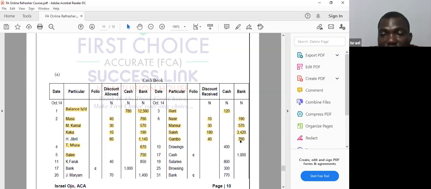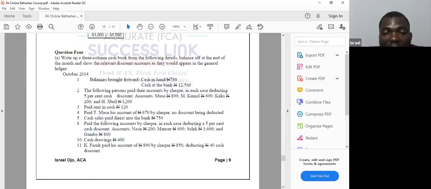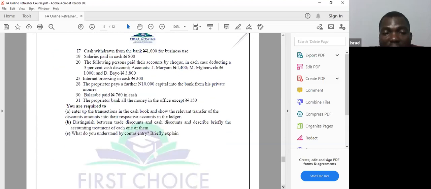So the amount that we actually paid is what goes to our bank, 760. But this discount received is deducted from the total amount that is paid. Can you see that? So that's why we say this discount is given to encourage prompt payment.